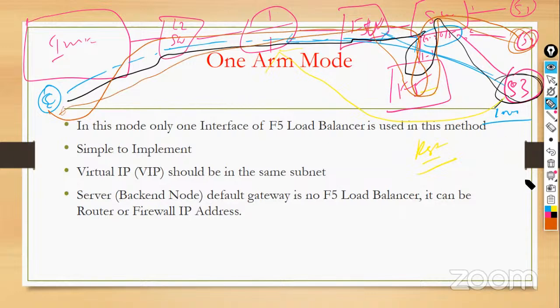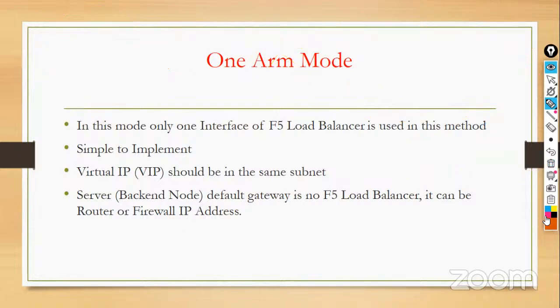right? But this is the topology we need to configure when you have the existing environment already. Then we are using the one-arm mode, right? Understood? We will do the lab as well. Okay, so don't worry. In the one-arm mode, we will use only one interface.